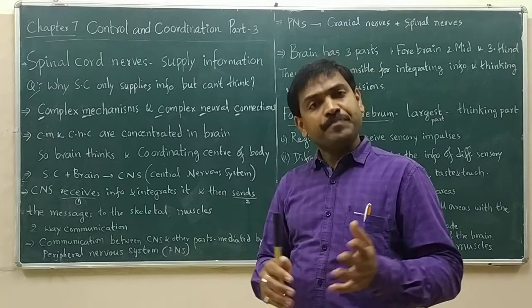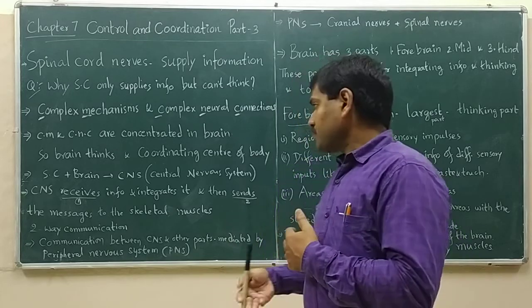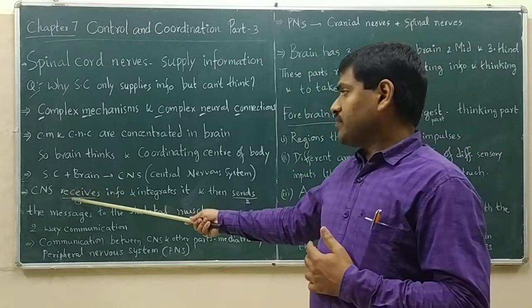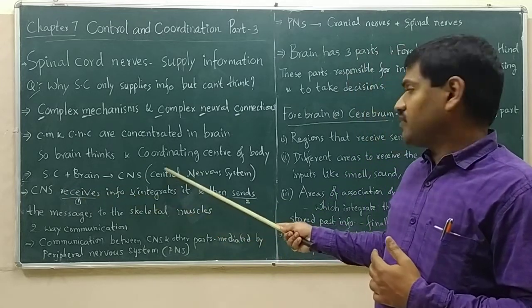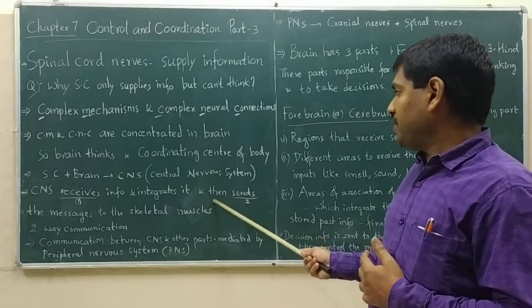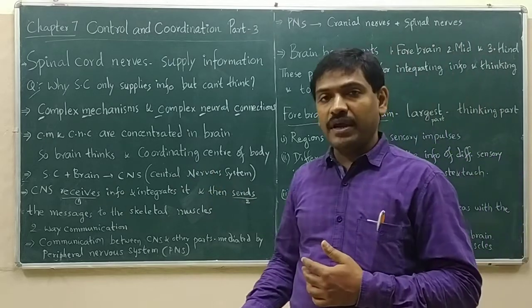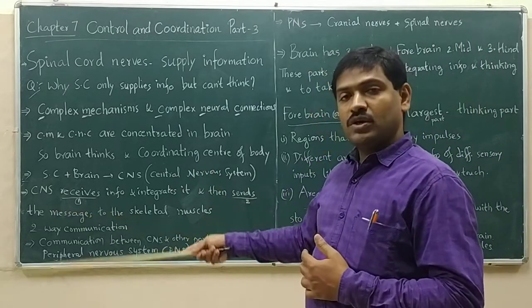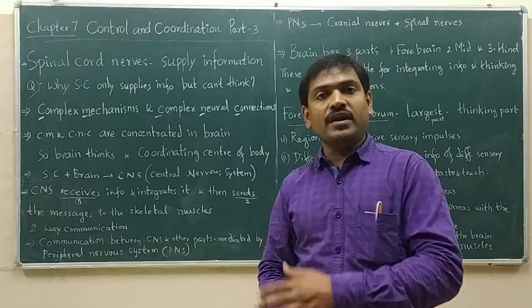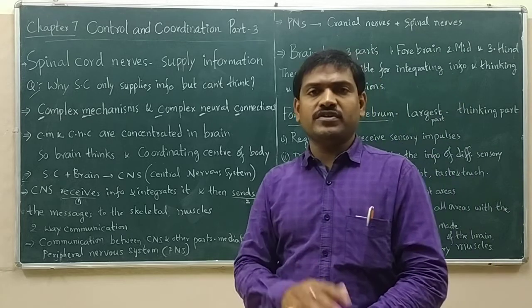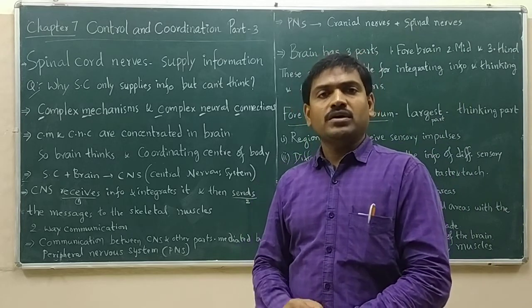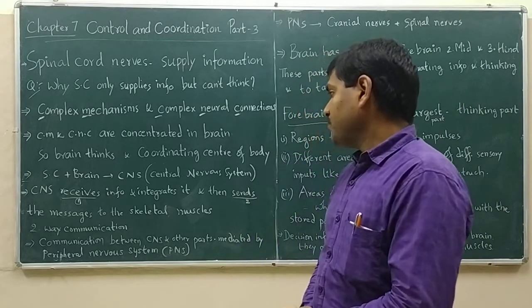In the same manner, the central nervous system receives the information, the information is integrated, and then a decision is made. The decision is made in the form of a message: if it is a voluntary action, to the skeletal muscles; if it is an involuntary action, to the visceral muscles. In this way, the central nervous system functions.